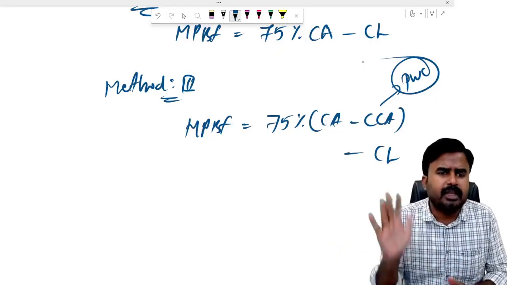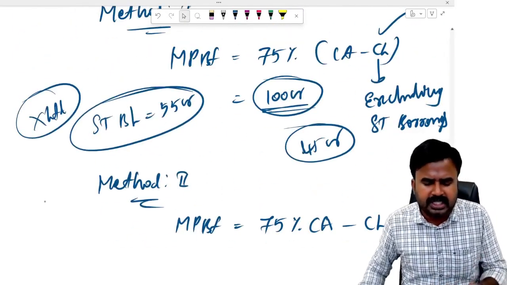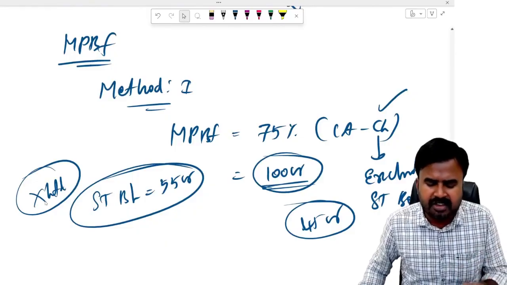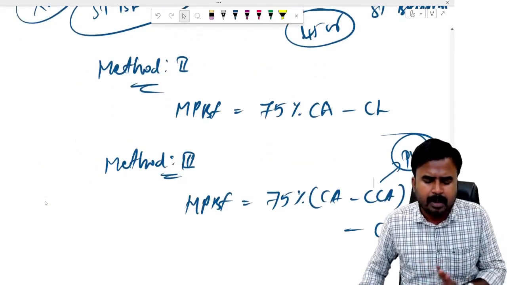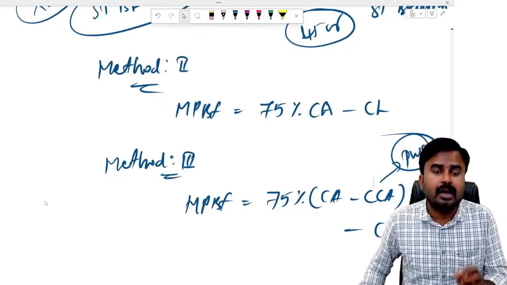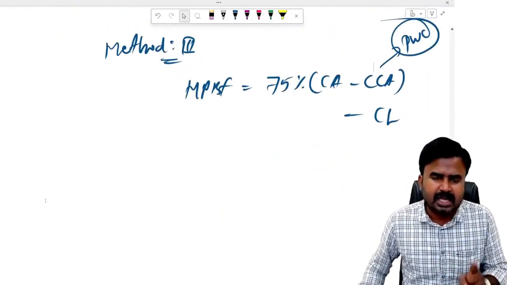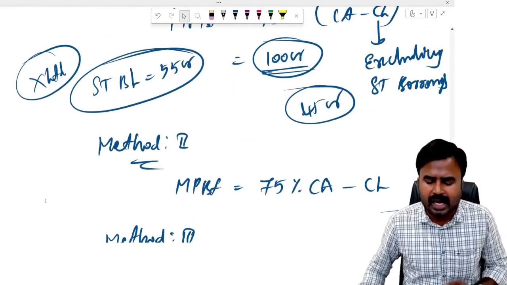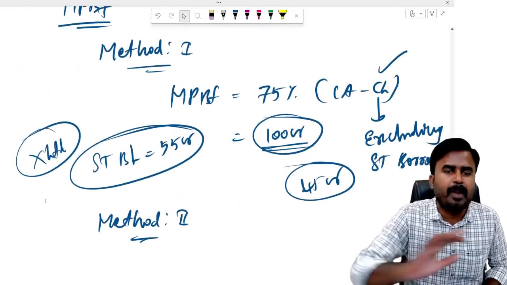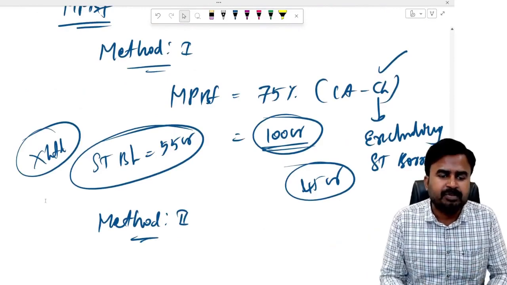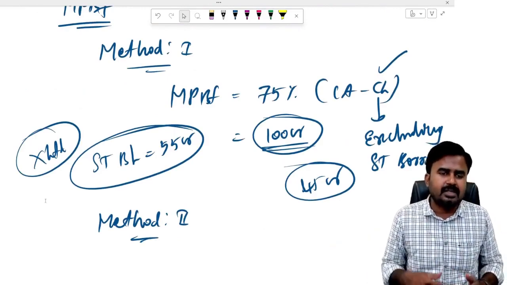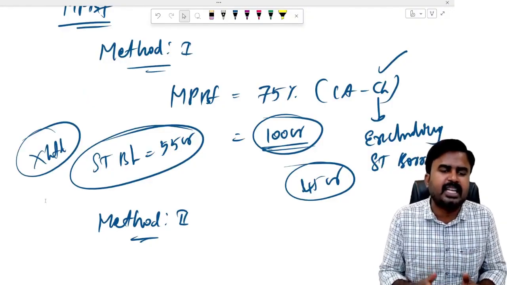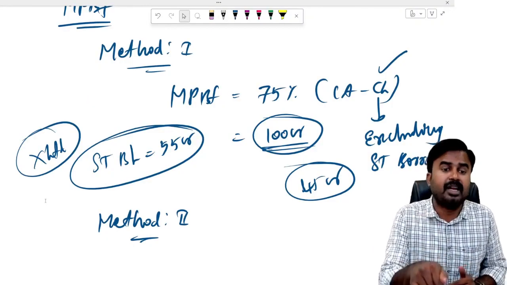Instead of that, you better remember the formulas. I've given a lot of explanation here, but it doesn't matter. Please remember the formulas themselves. Method 1: 75% of current assets minus current liabilities. Method 2: 75% of current assets minus current liabilities. Method 3: 75% of current assets minus core current assets minus current liabilities. While taking current liabilities, please exclude bank borrowings. Once we get MPBF, deduct your existing borrowings. The balance is the money that I can get in the form of a short-term bank loan from the banker, or the balance is the money that can be sanctioned by every banker to that particular borrower.